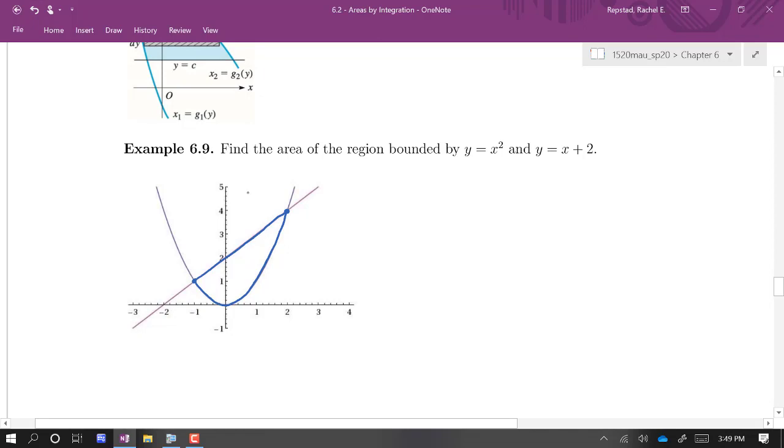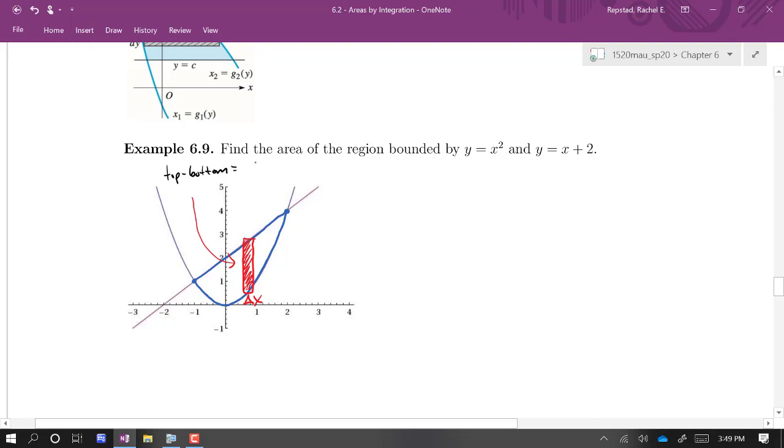And that's going to be a lot of extra work if we wanted to try to do this with horizontal rectangles. Vertical rectangles will work because as you imagine sliding this rectangle to the left and to the right, the top is always the line, the bottom is always the parabola. So there's our delta x width. The length here, top minus bottom.